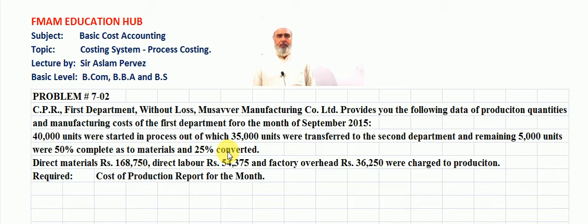Converted means the degree of completion in direct labor units and factory overhead units. Students, direct material rupees 1,68,750, direct labor rupees 54,375, and factory overhead rupees 36,250 were charged to production. Required: cost of production report for the month.